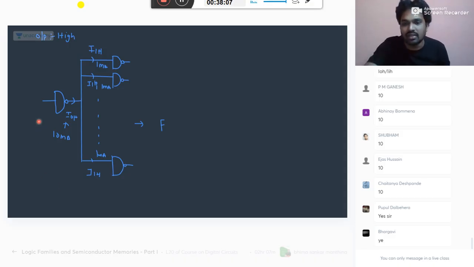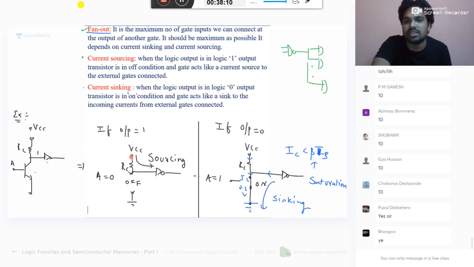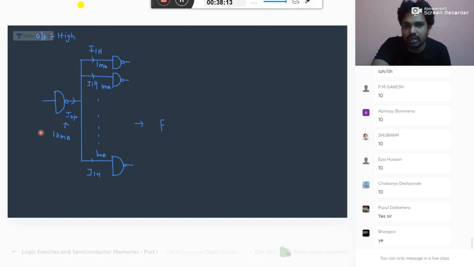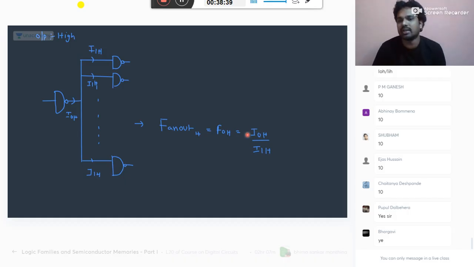It cannot give any more current. There is a limitation in the internal circuit. It can give a maximum of VCC by RC only. So how do we calculate fan out in this case? We give the name fan out high, FOH. It is equal to the current IOH by IIH. The specification will be given by the examiner. The examiner will tell you the IOH of the gate is this much, that is, when high it will give this much current. And IIH is, when the input is high, it requires this much current.